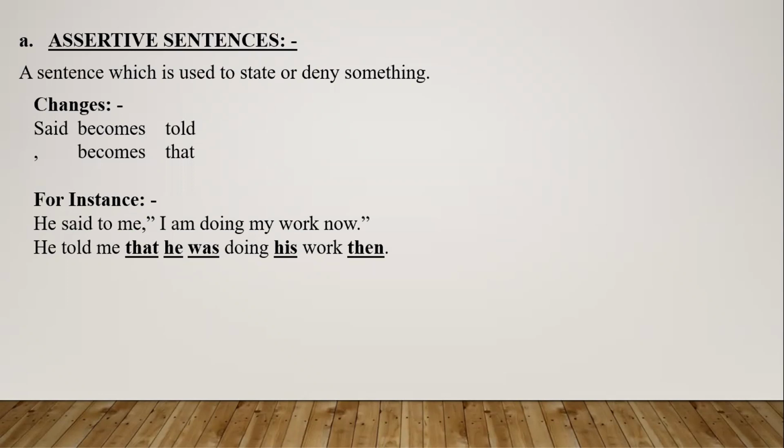You can see I have already underlined and bolded the words so that you can understand easily. I have replaced the comma with that. First person I we replaced with he. Change of tense we have done: am with was. My we have changed with his. Now we have changed with then. So that is for assertive sentences, right?